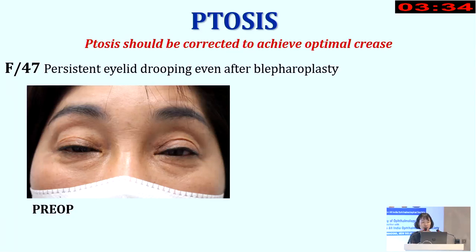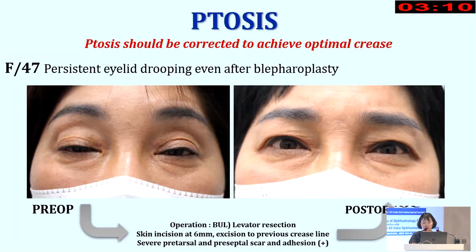This 47-year-old female visited me with persistent eyelid drooping even after blepharoplasty. Very surprisingly, many patients think blepharoplasty and ptosis surgery are the same. So I explained that you need not blepharoplasty, but ptosis surgery. So I did levator resection, and here are the results.